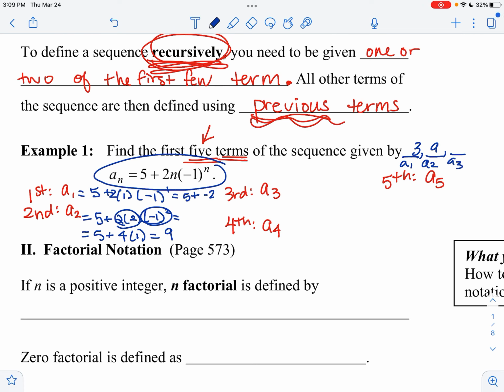To find the third term, we plug into 5 plus 2 times 3 for n times negative 1 to the third power. That's going to be 6 times negative 1, because negative 1 to the third power is just negative 1, and that's 5 minus 6, which is negative 1.